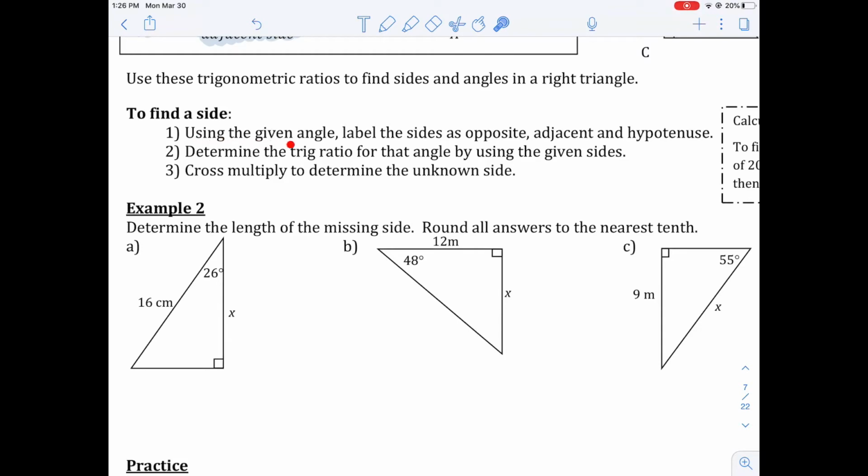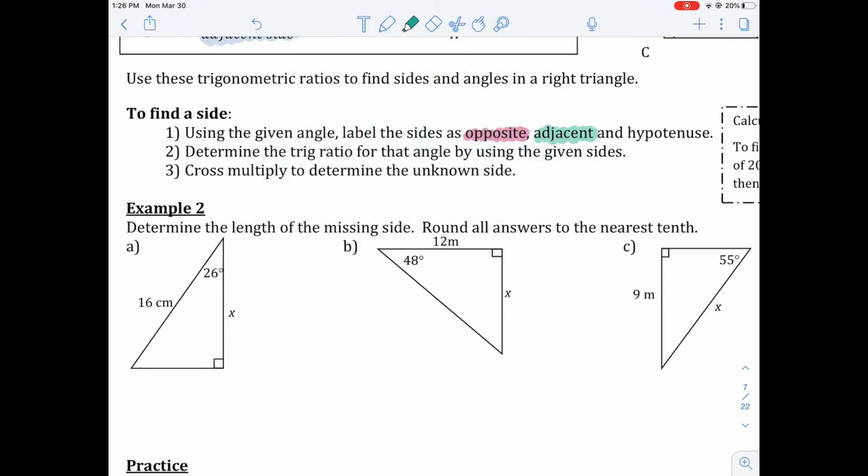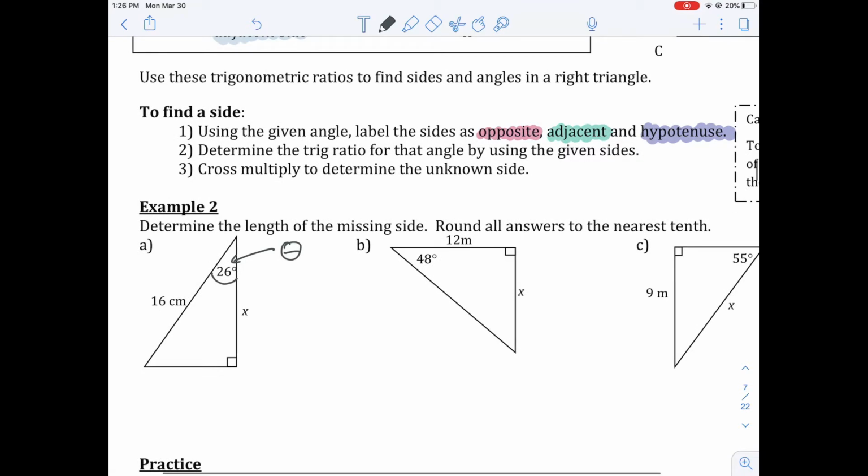To find a side using the given angle, first label the sides as opposite, adjacent, and hypotenuse, as we practiced previously. So let's do that on the very first question right away. For the opposite, make sure you know where to look. If I tell you the angle here is 26, then that angle right here is referring to theta. That's my perspective. That's what I should be comparing every side to. So the opposite side is the one diagonally across. That's the opposite.